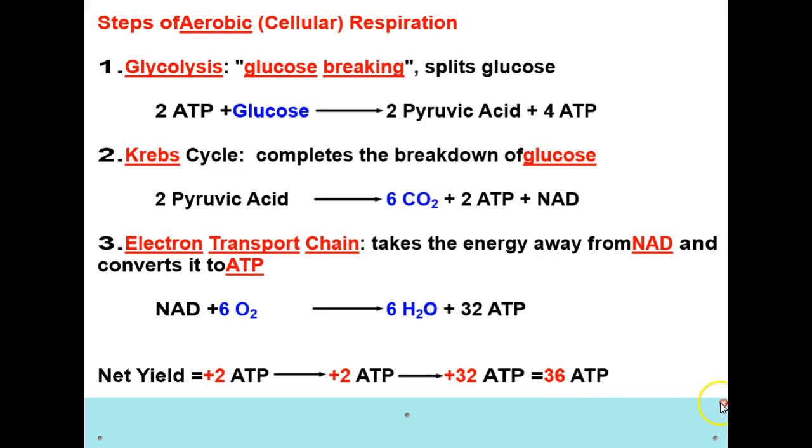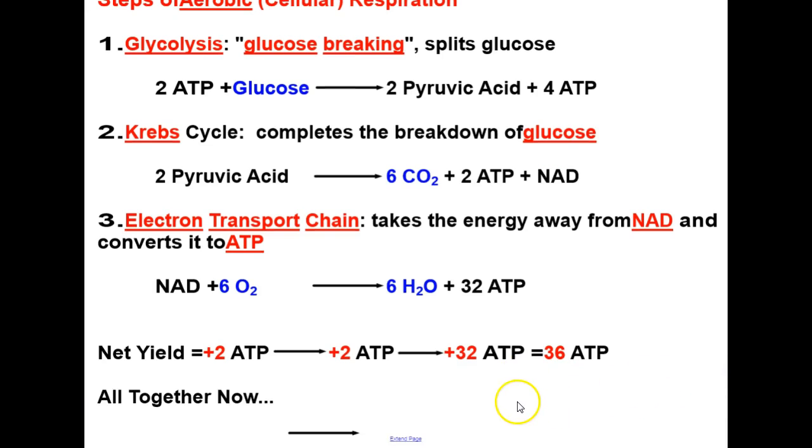Altogether now, if we were to write this as another equation, we have glucose, C6H12O6, plus 6O2 yields 6CO2 plus 6H2O plus 36 ATP plus heat energy. Now let's take a look at a neat simulation, video simulation, that highlights cellular aerobic respiration.